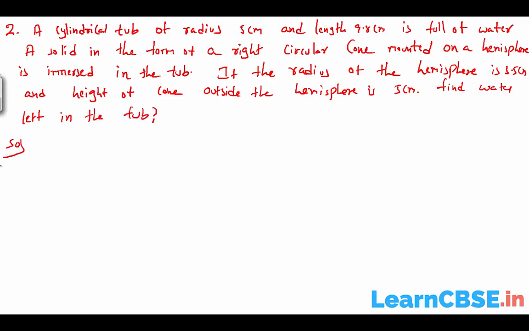Now observe carefully. We have a cylindrical tub of radius 5 centimeters and length, meaning height, 9.8 centimeters, full of water. That means the volume of the cylinder is nothing but the volume of the water. Now one solid, in the form of a right circular cone of conical height 5 centimeters and radius 3.5 centimeters, is dropped and immersed in the tub. Then obviously the cylindrical tub is full of water. When you immerse another solid in the tub, the water will spill out. The water spilled out must be equal to the volume of the solid immersed in it. That means the total volume of the cylinder minus the volume of the solid immersed gives the water left in the cylindrical tub.